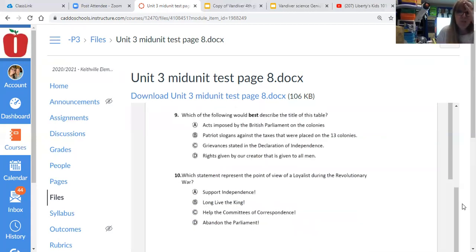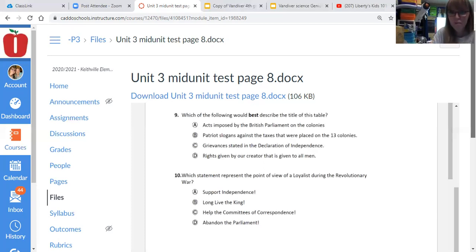Number 10: which statement represents the point of view of a loyalist during the Revolutionary War? Support independence, long live the king, help the committees of correspondence, abandon the parliament. Would a loyalist support American independence? Would a loyalist say abandon the parliament? No, to both of those. A loyalist would say, long live the king. B.